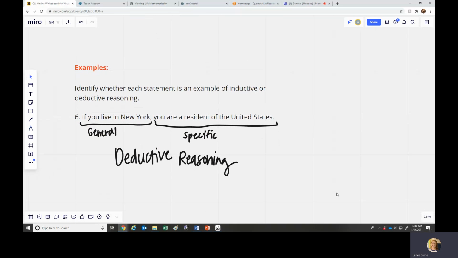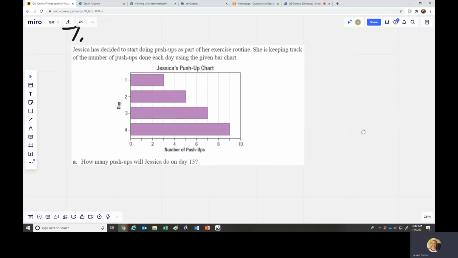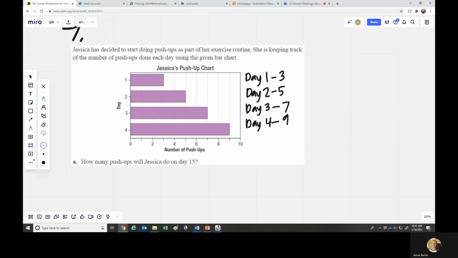And then I have one more example I wanted to show you. This is off of the homework. It looks something similar to this. I actually took this one out of the textbook, but you have a little bar chart like this in your homework. It says Jessica has decided to start doing push-ups as part of her exercise routine. She is keeping track of the number of push-ups done each day using the given bar chart. So here's her chart. On day 1, she did 3. On day 2, she did 5. On day 3, she did 7. And then on day 4, she did 9. It says, how many push-ups will Jessica do on day 15?